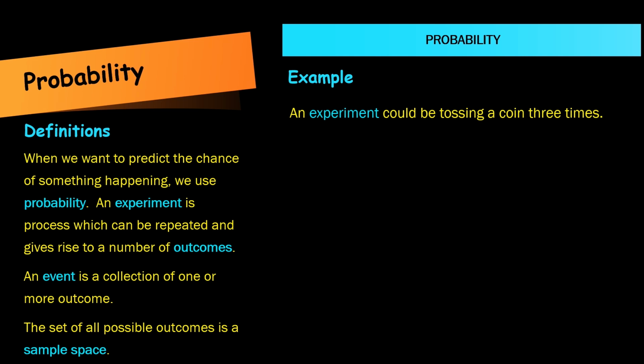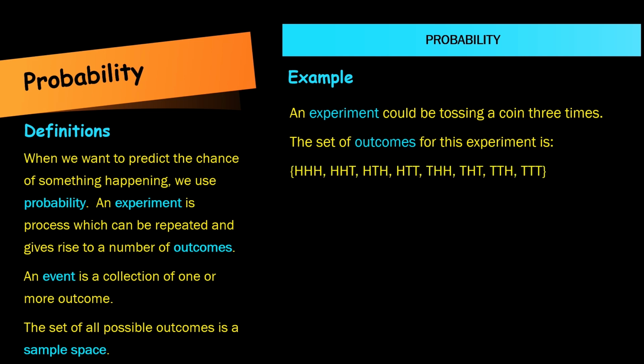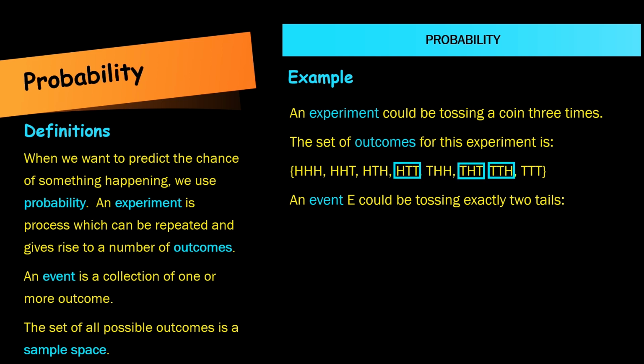An experiment could be tossing a coin 3 times. The set of outcomes for this experiment is that shown in the curly brackets here. So heads, heads, heads, heads, heads, tails, and so on. An event E could be tossing exactly 2 tails. And there are 3 ways of that happening, which are highlighted as shown. So heads, tails, tails, tails, heads, tails, or tails, tails, heads.